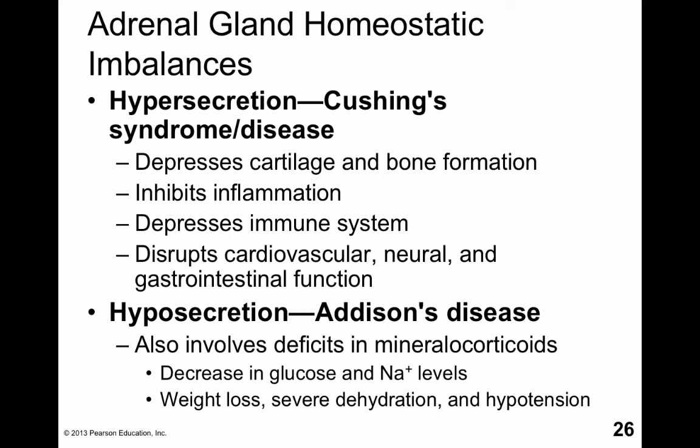Adrenal gland imbalances: if you get hypersecretion, you can get what's known as Cushing's syndrome. And so you can get where your cartilage starts to depress and bone formation isn't working quite right. You get inflammation that it inhibits the inflammatory response, depresses the immune system, and disrupts the cardiovascular, neural, and gastrointestinal functions. Hyposecretion, known as Addison's disease, basically is when you have a deficit in the mineralocorticoids. So you get a decrease in glucose and sodium levels. This can cause weight loss, severe dehydration, and hypotension.